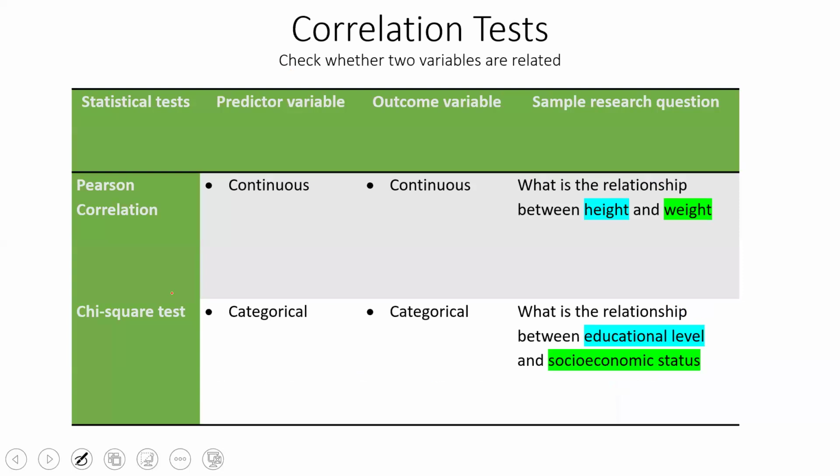The test here is Pearson correlation. The predictor variable, which is our x, and the outcome variable, which is our y. So our x is continuous. By now, you know what that is. Our y is also continuous. And I have an example here. What is the relationship between height and weight? Because both height and weight are continuous variables.